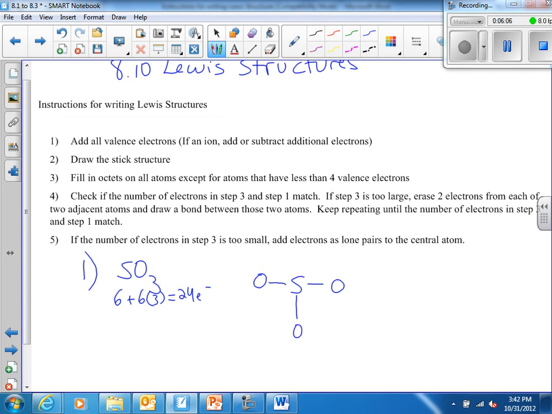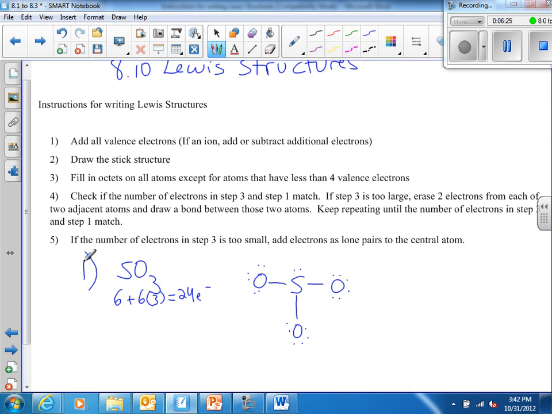And we're going to fill in octets on all the atoms except for atoms that have less than 4 valence electrons. These all have at least 4 valence electrons. Fill in our octets. Hopefully you remember how to do this. Now these electrons don't all necessarily exist. We're just trying to get to the right Lewis structures.